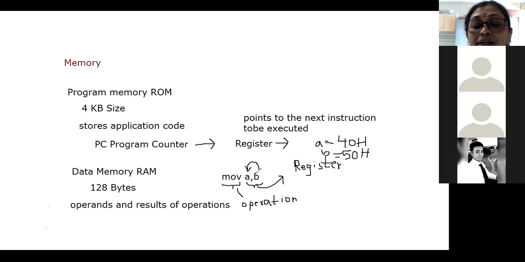So it transfers data from B to A. Here B is the source and A is the destination. Data moves from source to destination. Now, after execution of this instruction, the A register will contain 50H. It will not contain 40H. And the B register will also contain 50H.